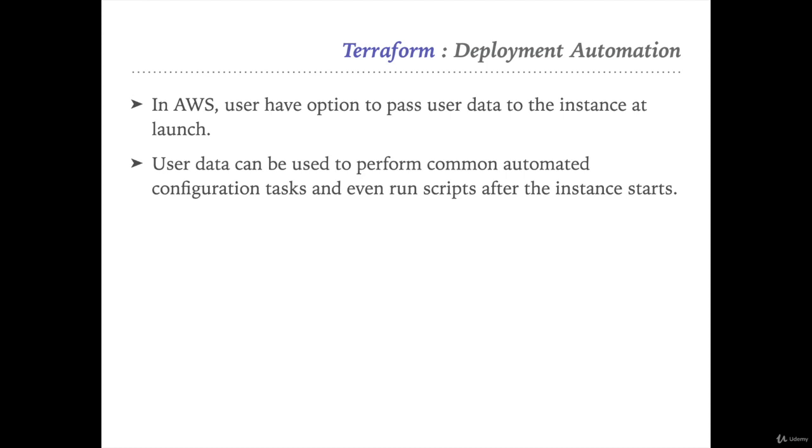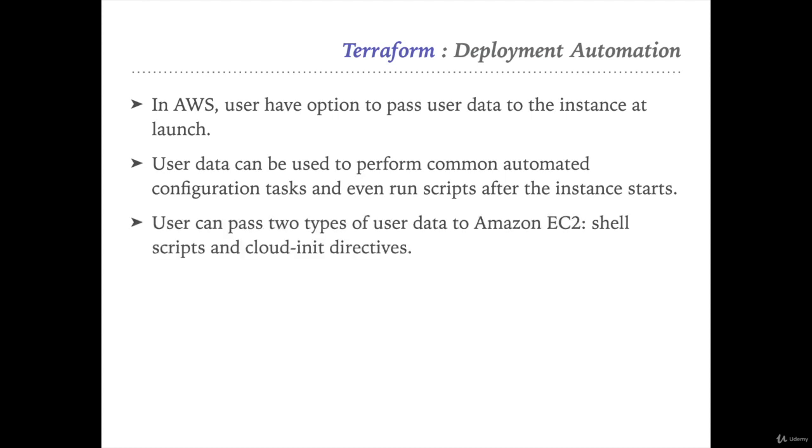So the same thing I mentioned: all the common automated configuration which you require on each and every AWS instance, or some specific configuration required to set up the environment for your application, may be mentioned inside the user data and passed to the AWS EC2 instances at the time of the launch. And here is an important point: a user can pass two types of user data to Amazon EC2 instances. The first type is the shell script itself, and the second is the cloud-init directives.